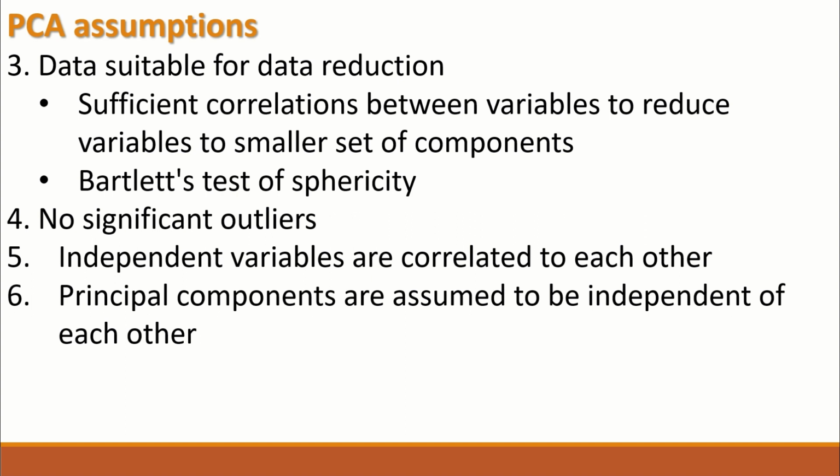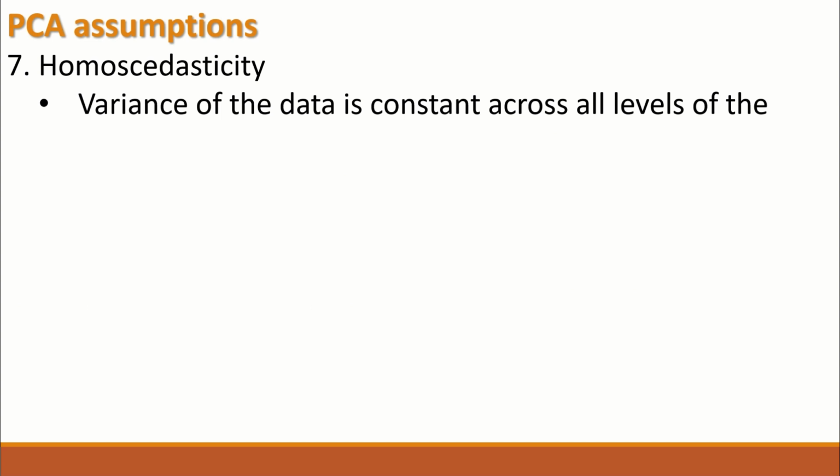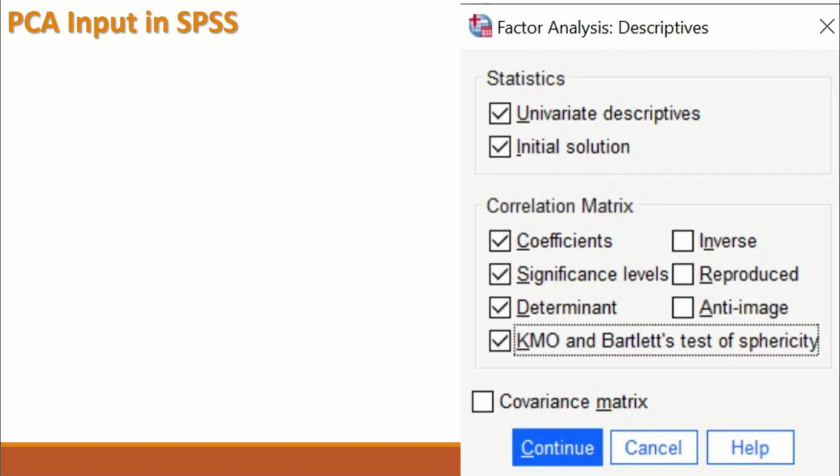Another assumption is that principal components are assumed to be independent of each other. And finally, there should be homoscedasticity, in which the variance of the data is constant across all levels of the independent variables. In this slide, a print screen from SPSS software has been inserted.